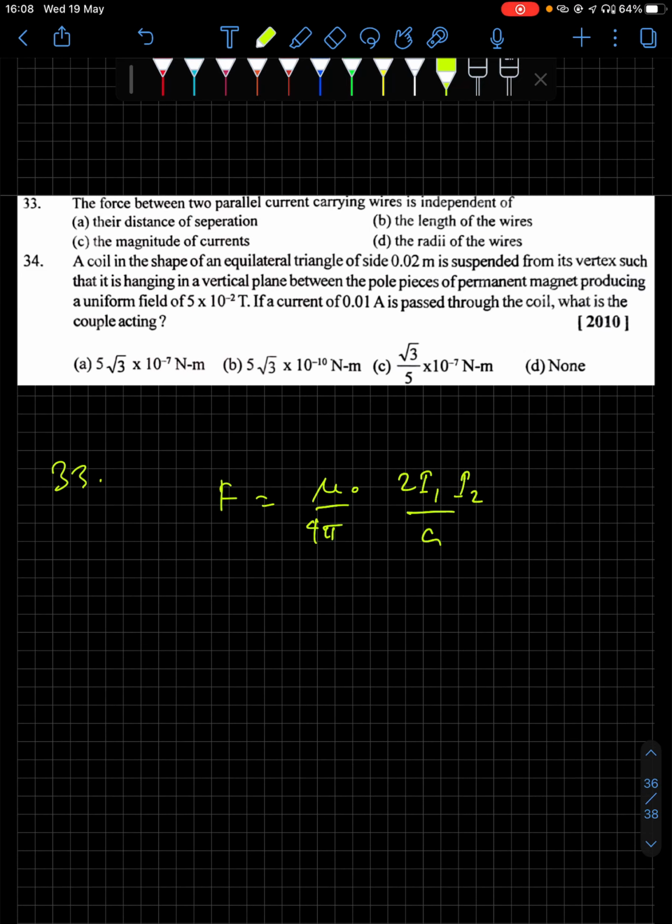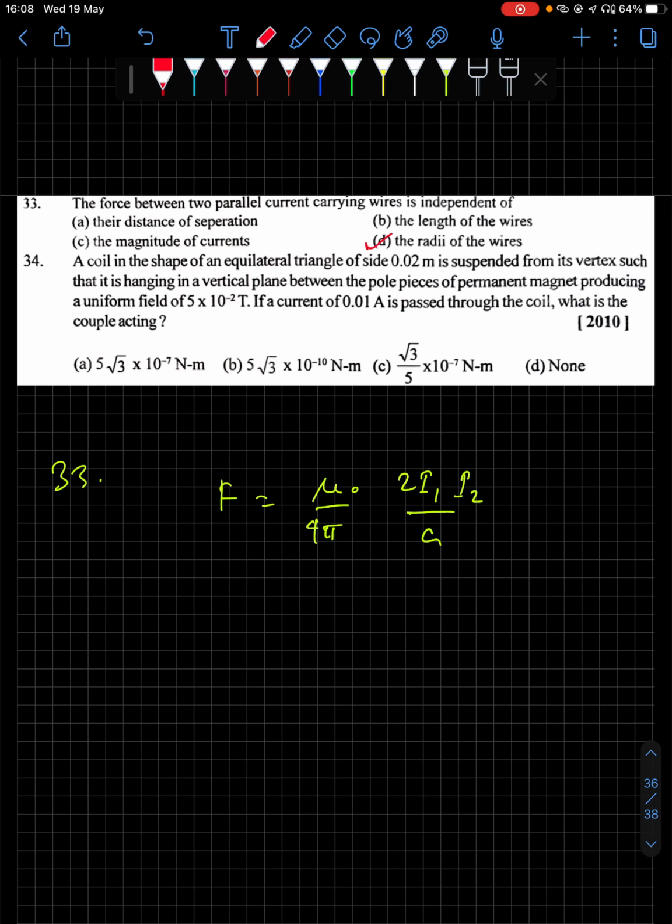So here you see it is depending on length, of course, it is depending on current, of course, and it is depending on distance of separation also. Okay, so A, B, C, it is not depending on radius of the wire.